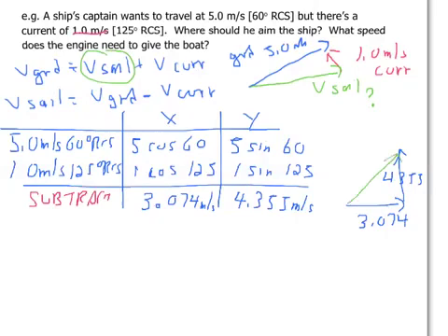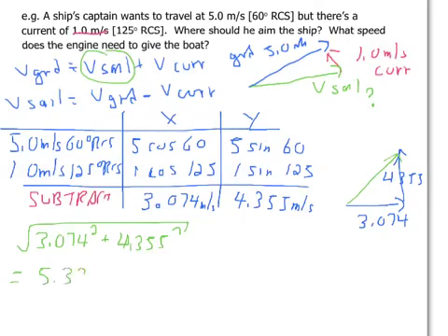The hypotenuse will be the square root of 3.074 squared plus 4.355 squared, and that is equal to 5.33 meters per second. We'll also need to find an angle.